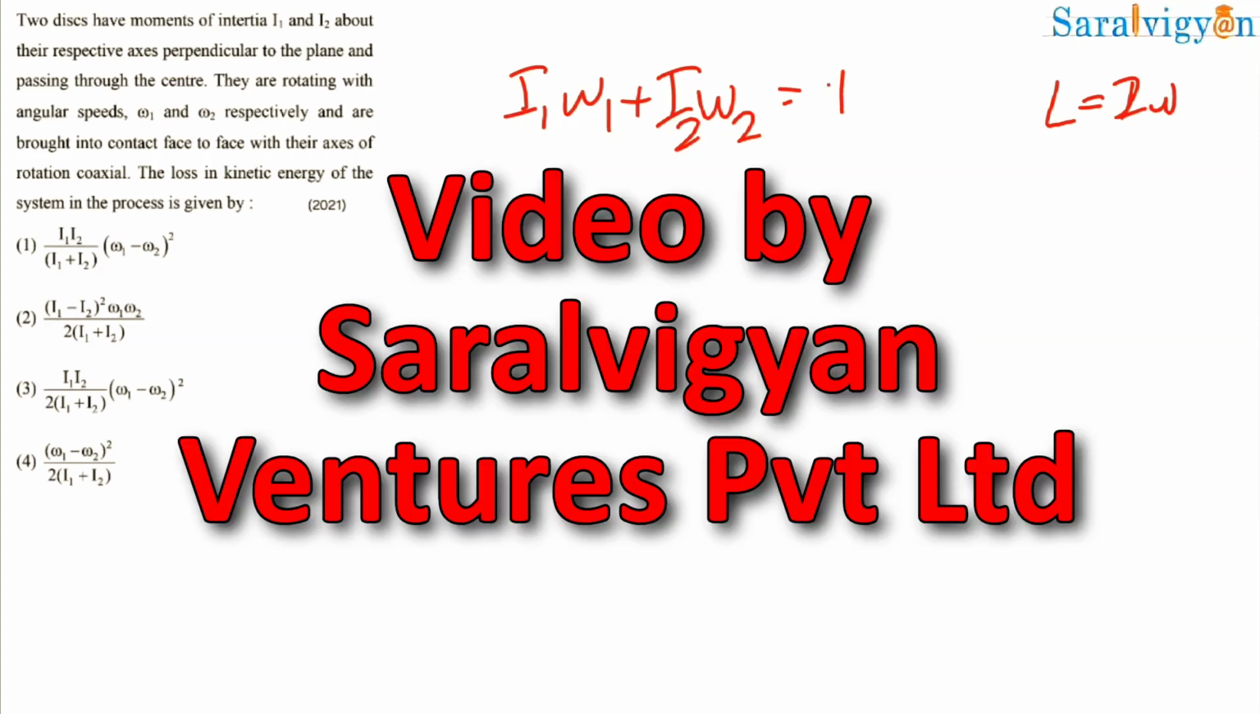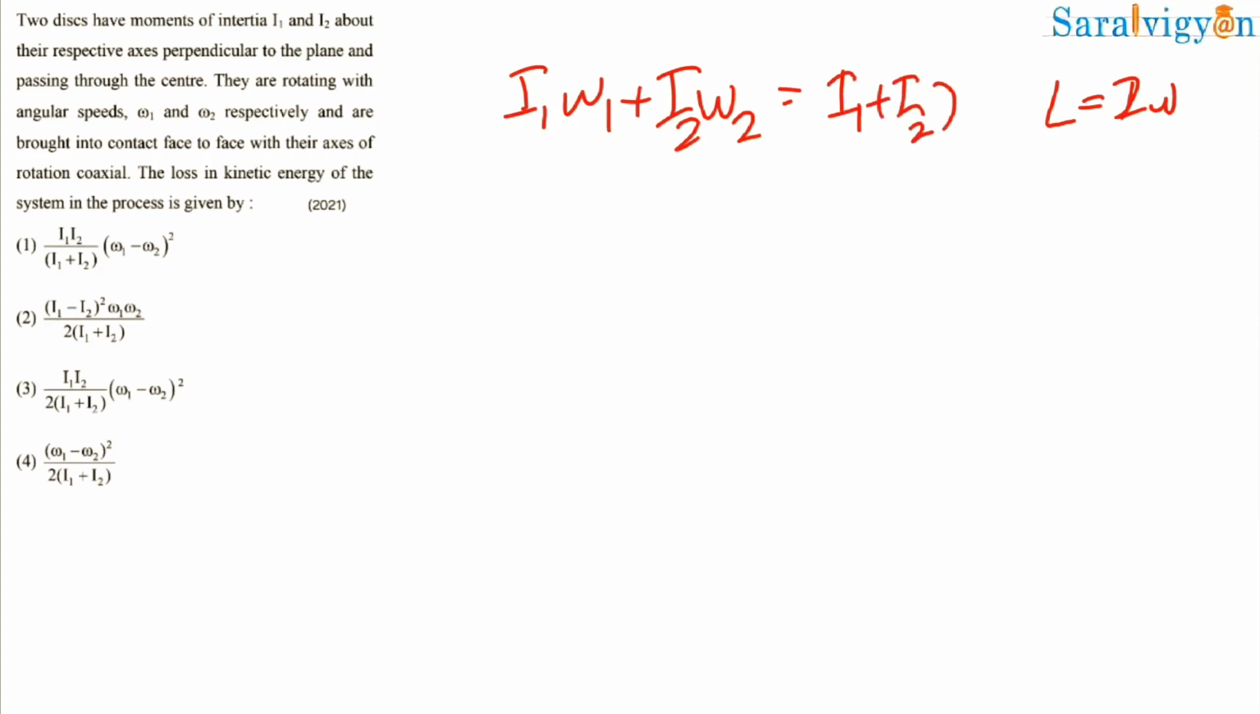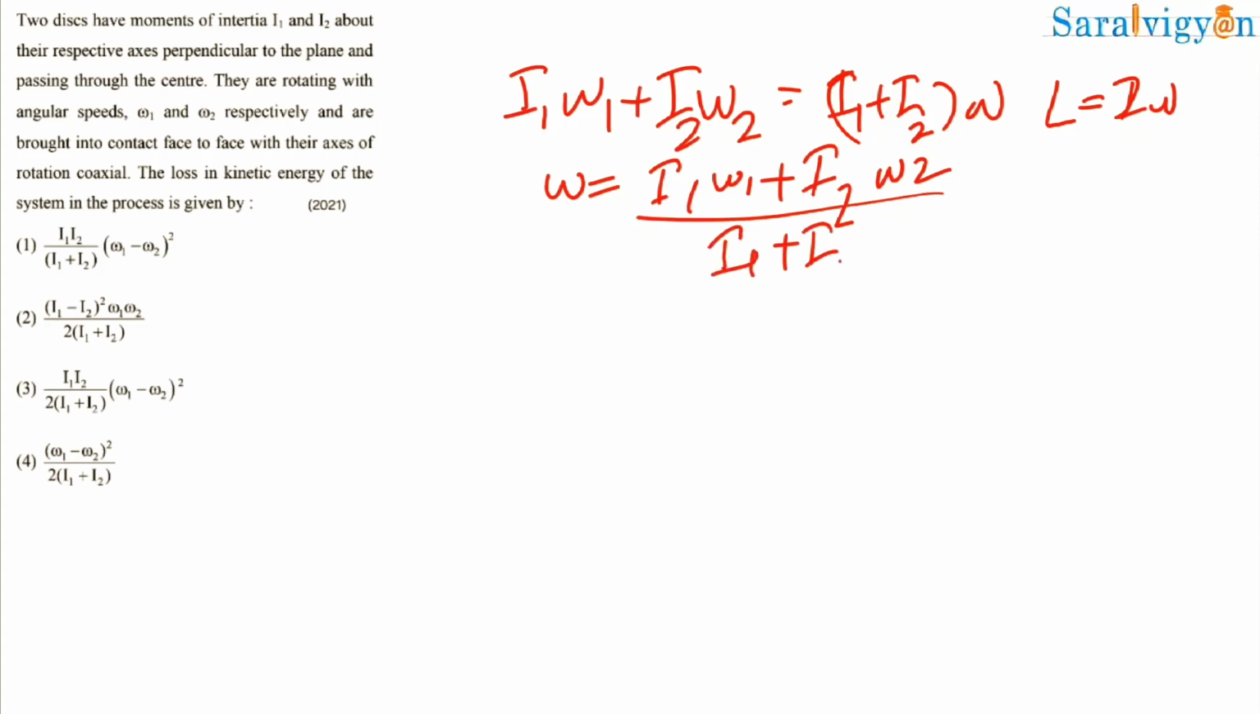So first of all, initially there are two disks, and in the final case they are brought into contact. Initially we have conservation of angular momentum, and by that we can write I₁ ω₁ plus I₂ ω₂, since I omega is the angular momentum formula, is equal to I₁ plus I₂ into the common angular velocity after going into contact. Therefore we can write omega is equal to I₁ ω₁ plus I₂ ω₂ by I₁ plus I₂.